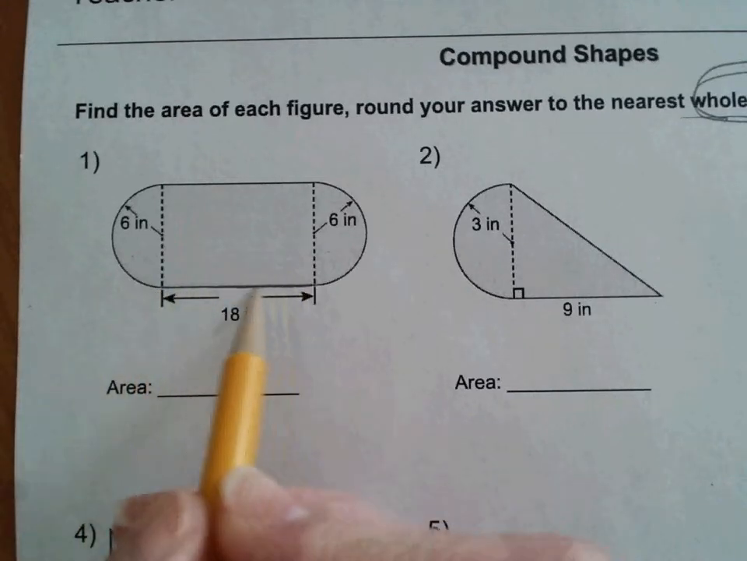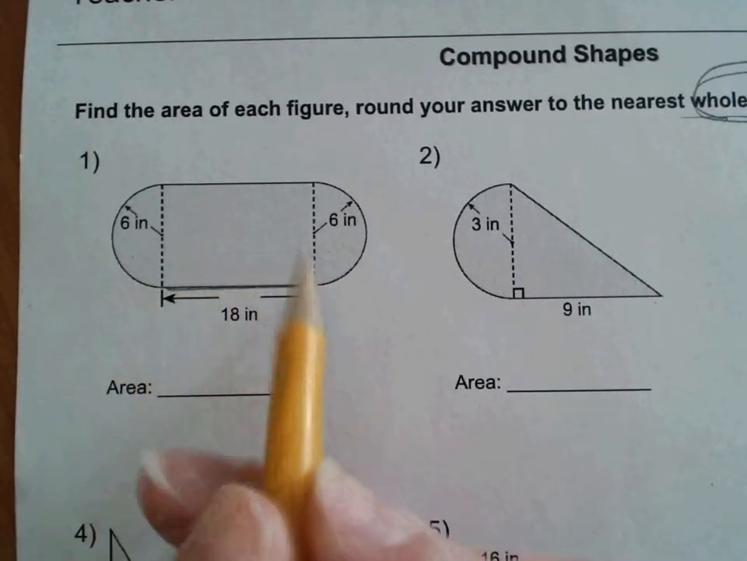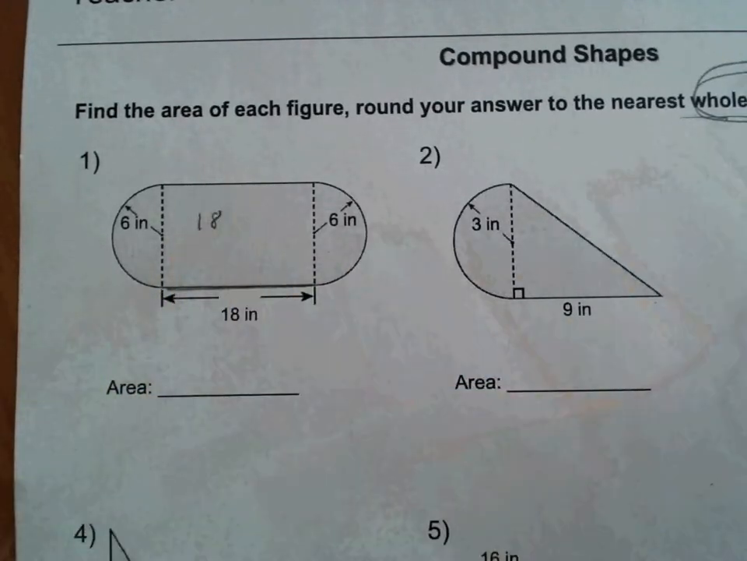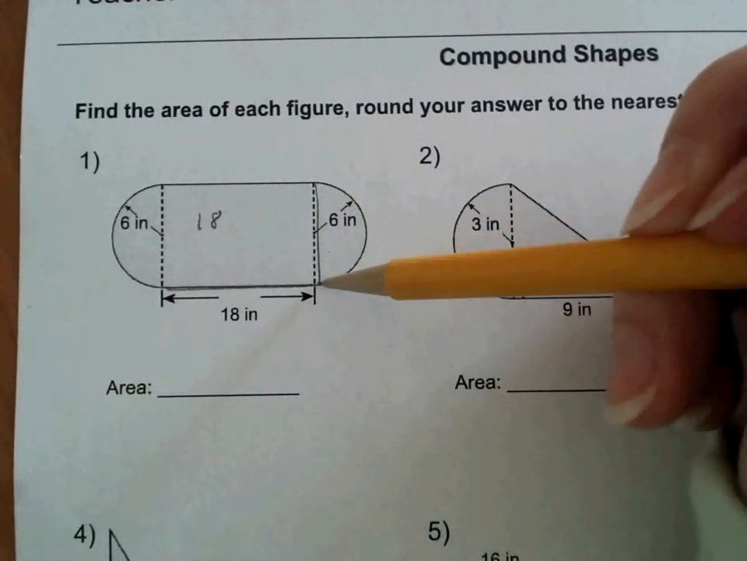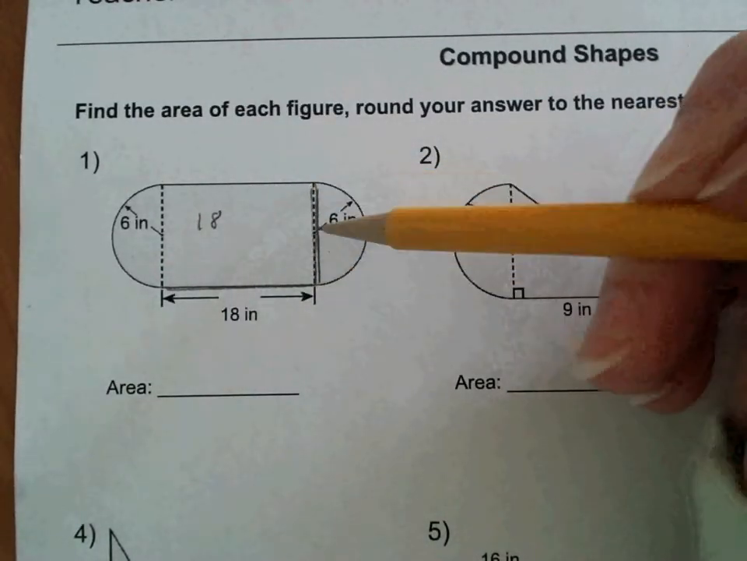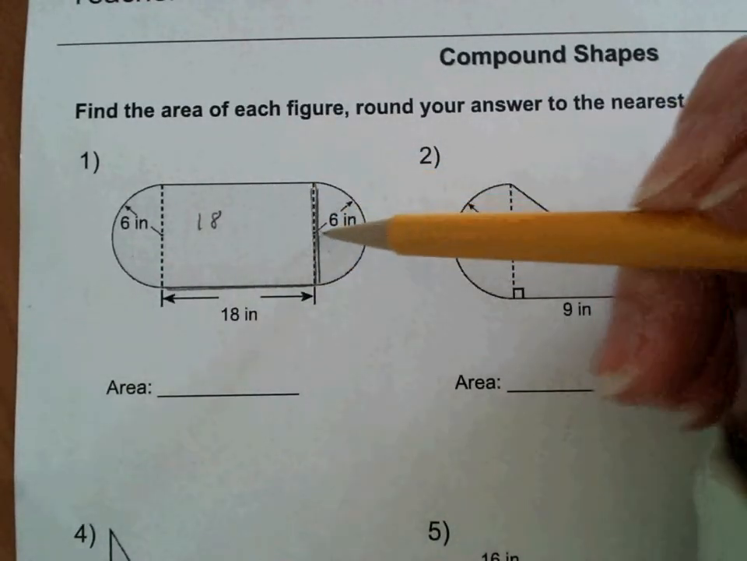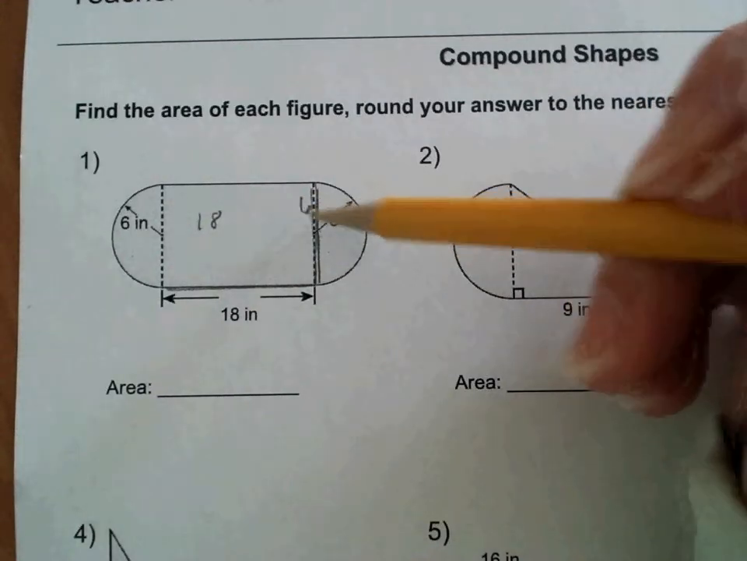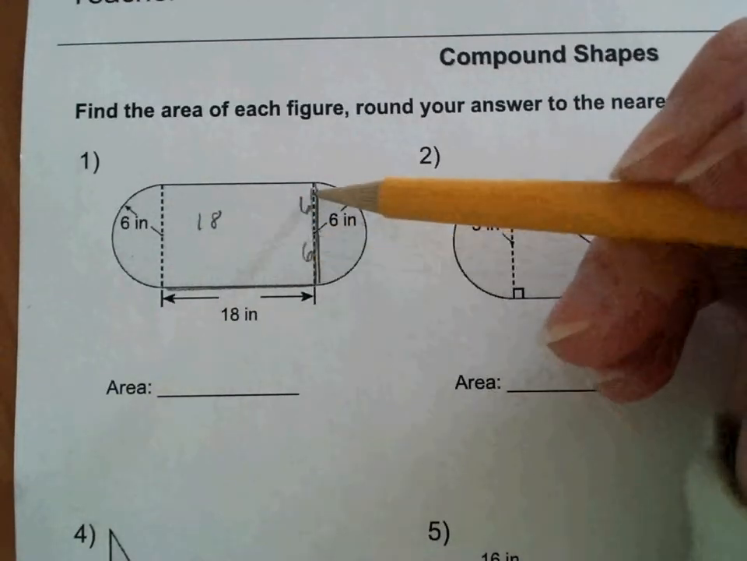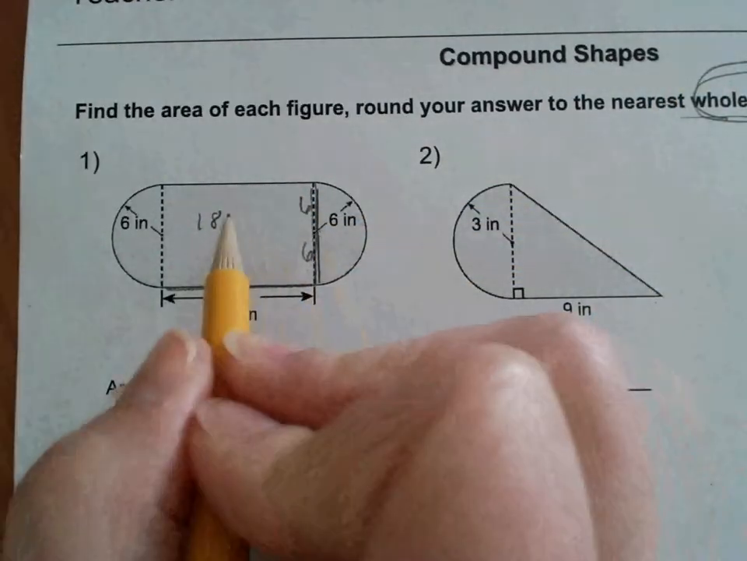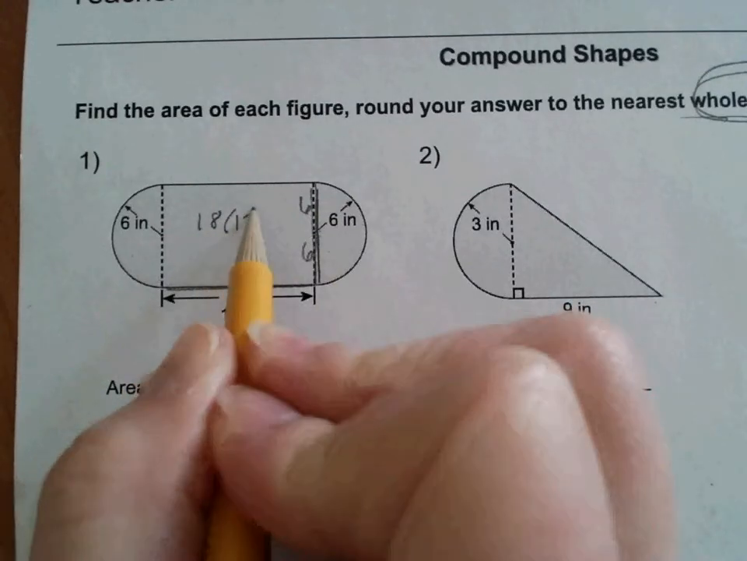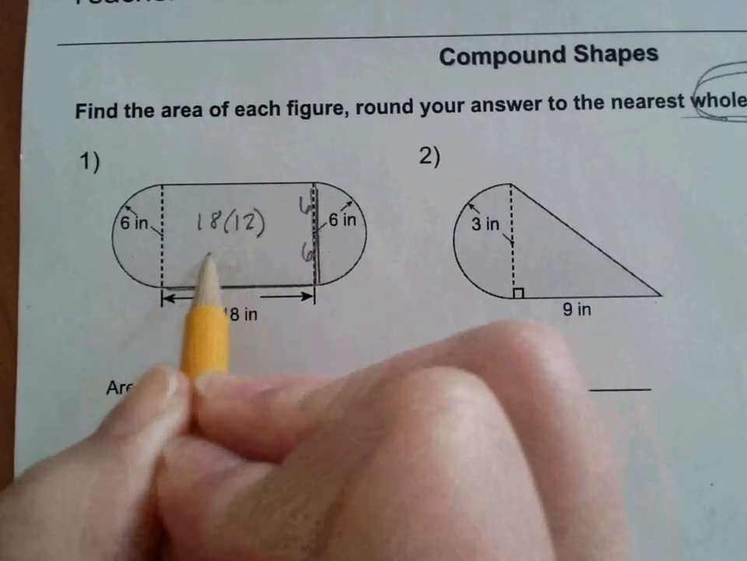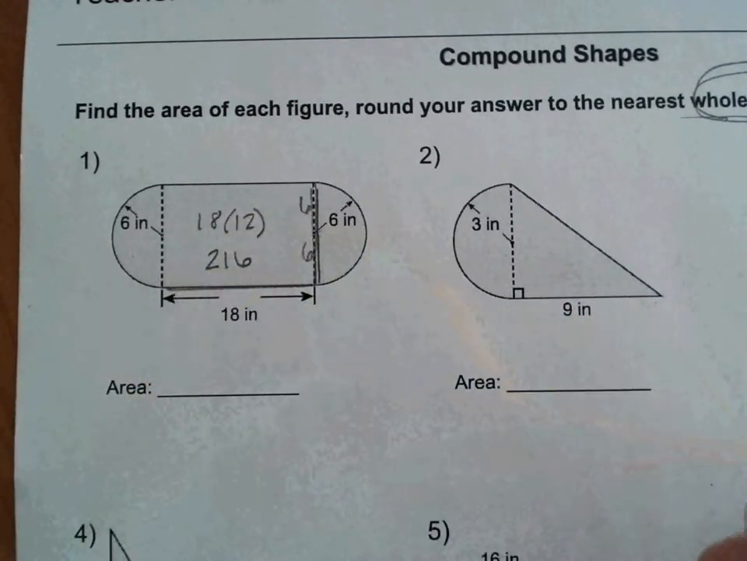I have, or length times width, so I have a measurement of 18 here. And then all the way for this side, half of it, I know for half of a circle it's 6. So this part is 6, this part is 6. 6 plus 6 makes 12. So this inside is 18 times 12, which gives me 216.